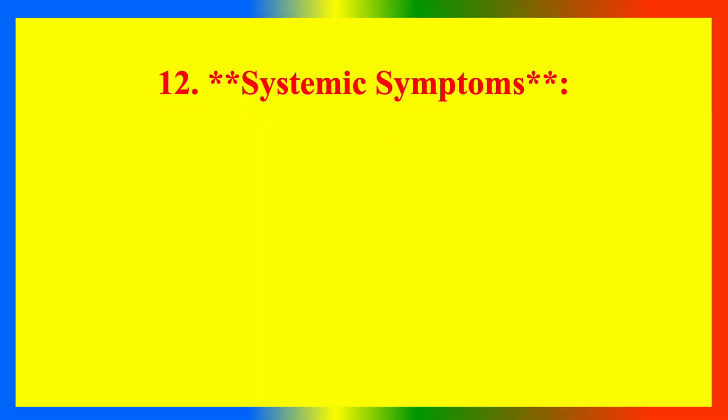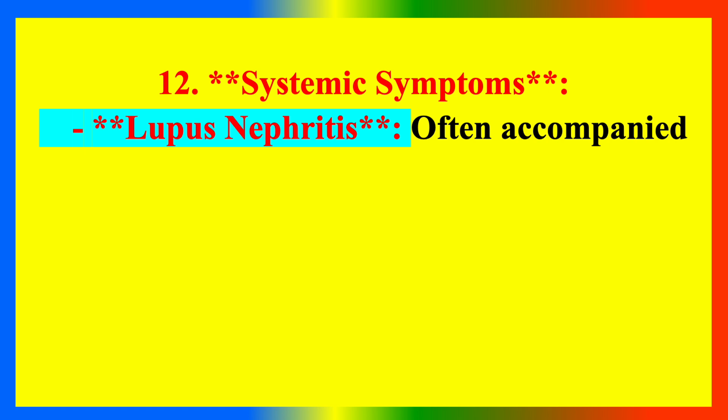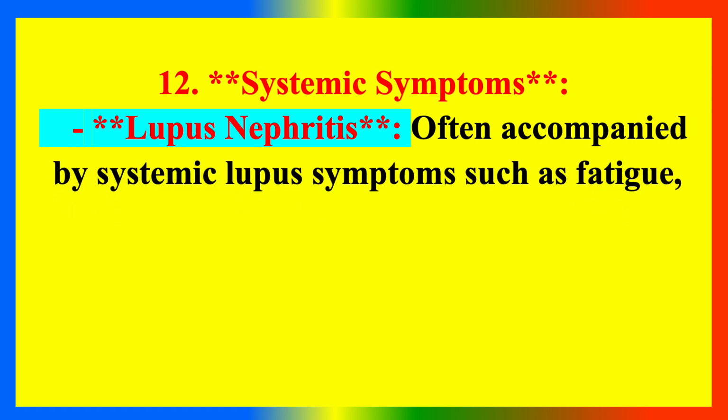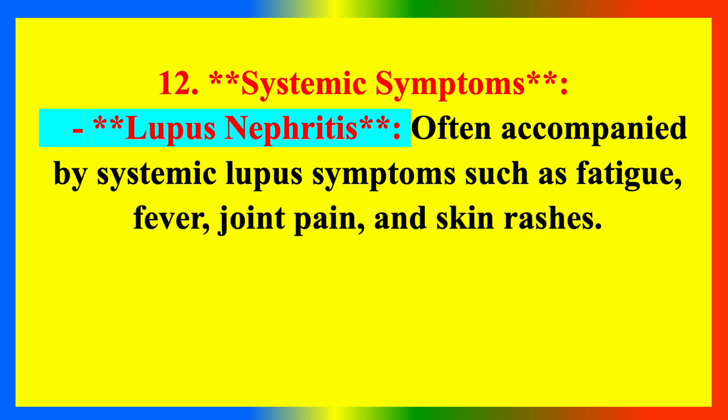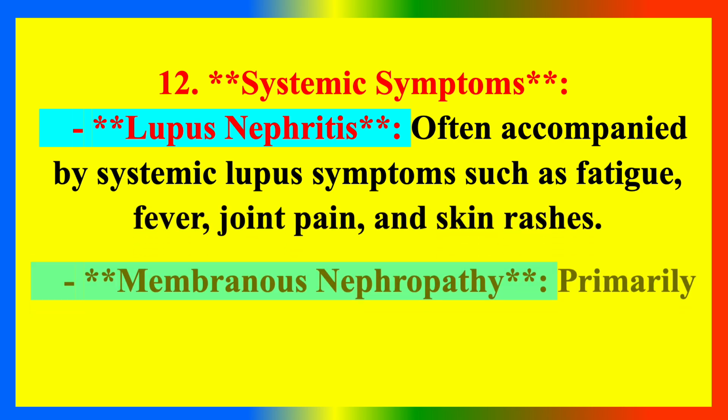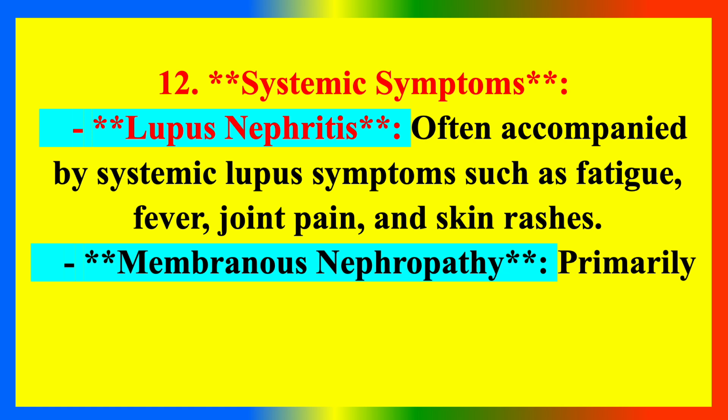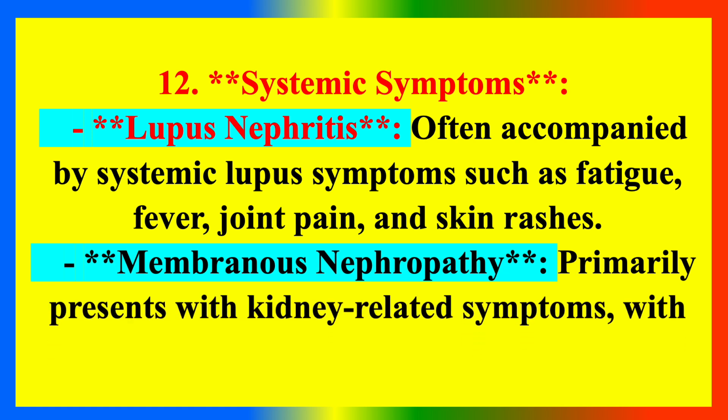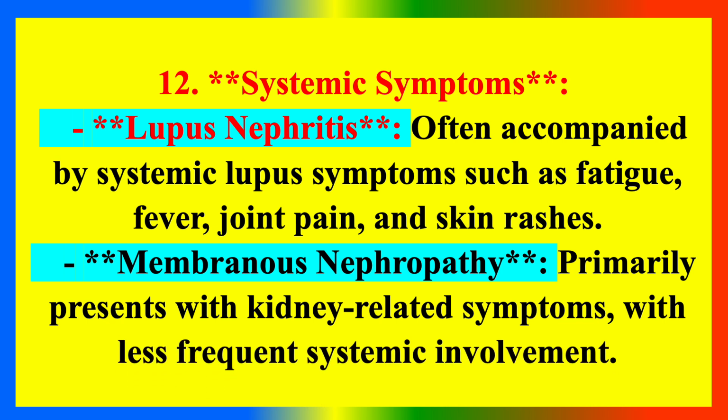Twelve, systemic symptoms. Lupus nephritis is often accompanied by systemic lupus symptoms such as fatigue, fever, joint pain and skin rashes. Membranous nephropathy primarily presents with kidney-related symptoms, with less frequent systemic involvement.